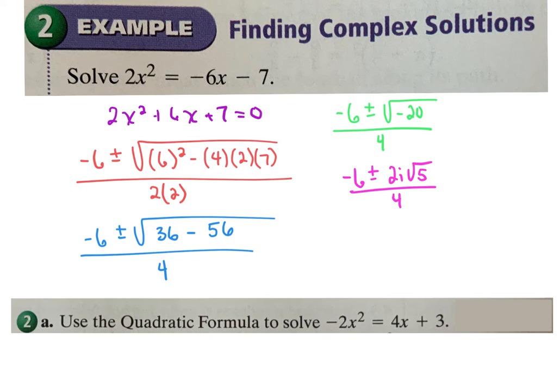Now to simplify this, I'm going to tell you it's easiest, and I really would prefer that you split it up, all right? So you split it up to be able to simplify each piece. By that, I mean you want to say negative 6 over 4 plus or minus 2i square root of 5 over 4. Split it up into a standard form of a complex number, the real part plus the imaginary part.